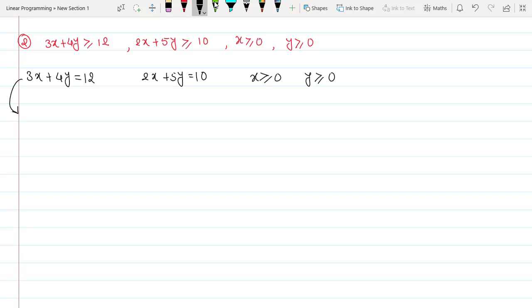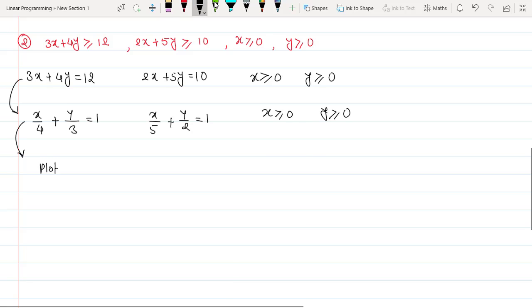Step number 2: convert into the double intercept form. So it's x by 12 by 3, which is 4, plus y by 12 by 4, which is 3, equals 1. X by 5 plus y by 2 equals 1. X is greater than or equal to 0, y is greater than or equal to 0. Let's plot these lines on the Cartesian coordinates.